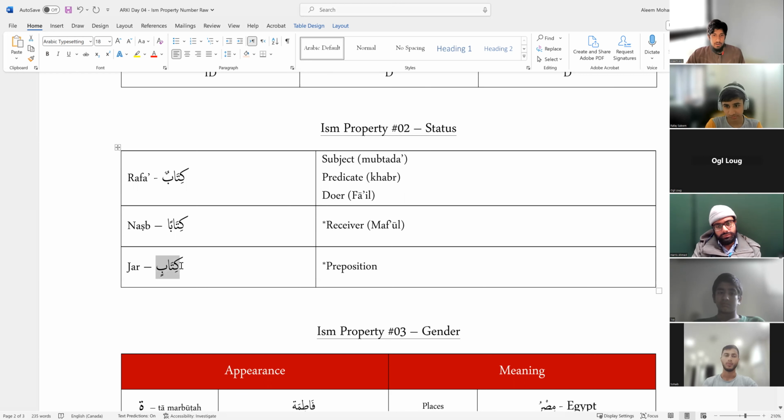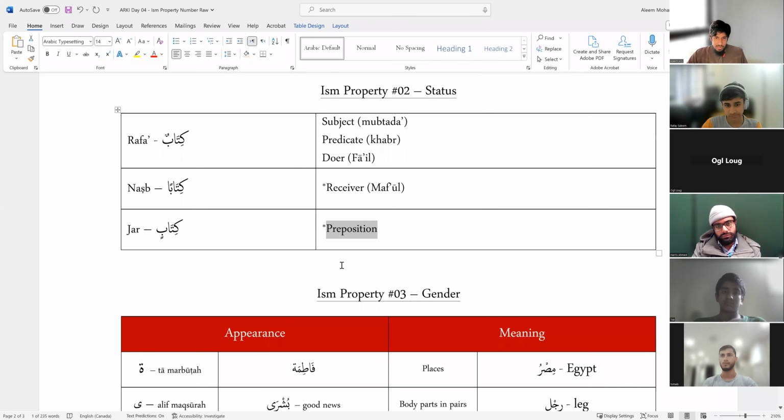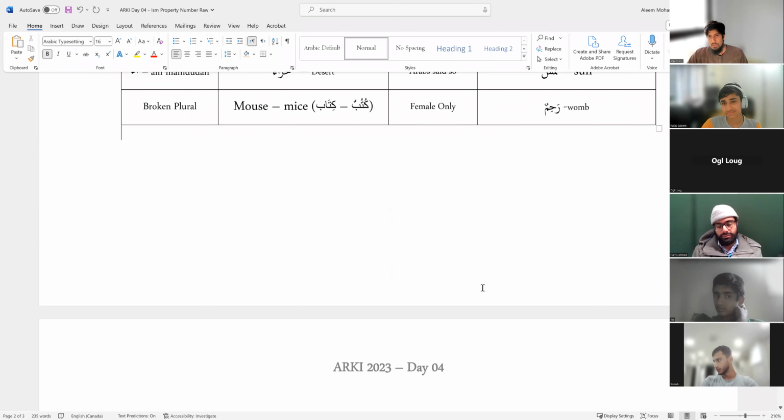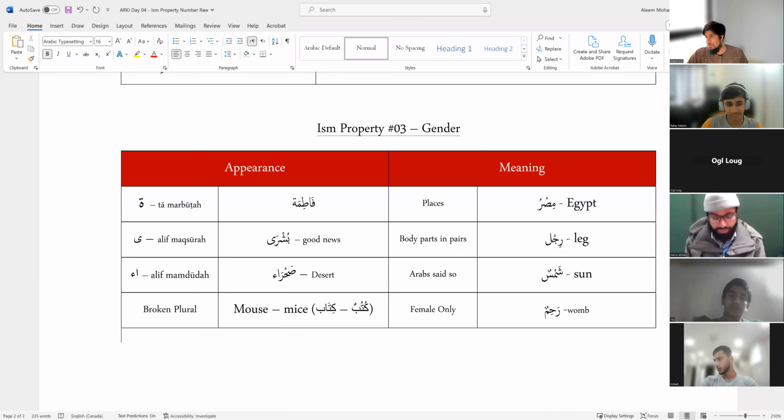And then again, for jar, we talked about prepositions in light detail. Haven't done a deep dive on that yet, right? So yesterday, we covered gender, and we talked about the 8 instances in which a word is going to be female. And you guys tell me, words by default, are they male or female? Yeah, they're male. They are male by default.